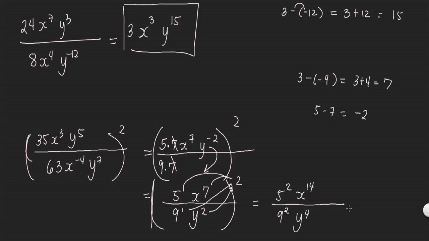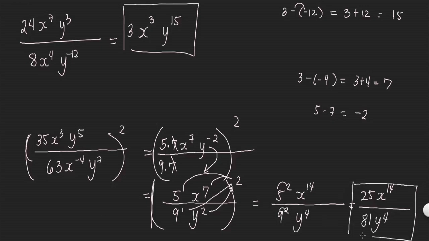Okay? Let us simplify this number. So 5 raised to 2, that is 25. X raised to 14. 9 raised to 2, that is 81. Y to the fourth. And this is the final answer.